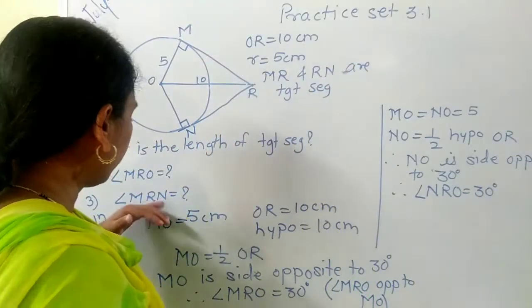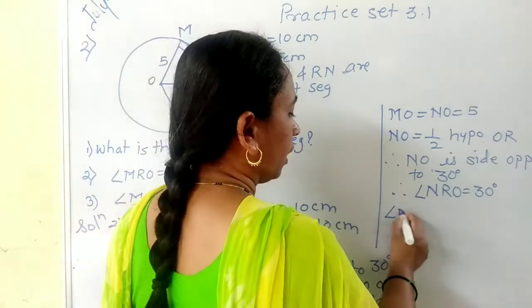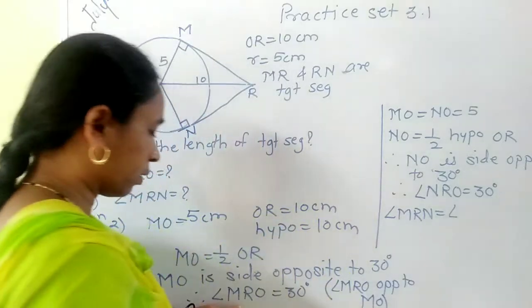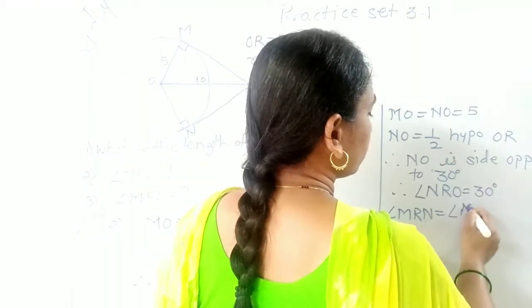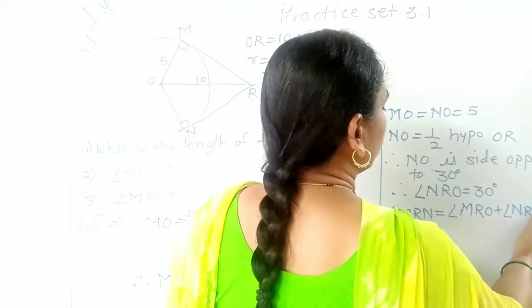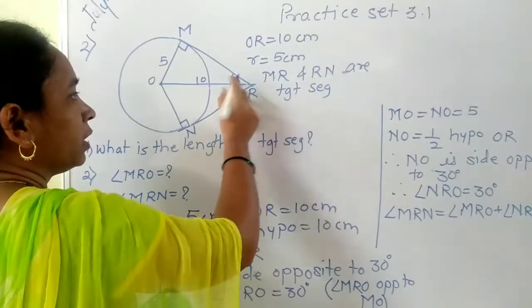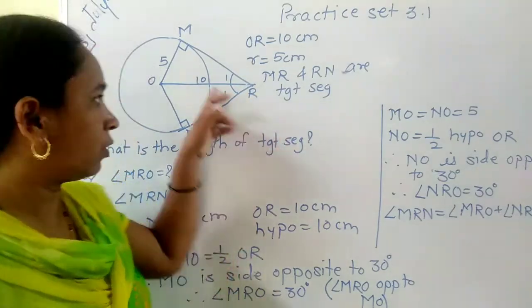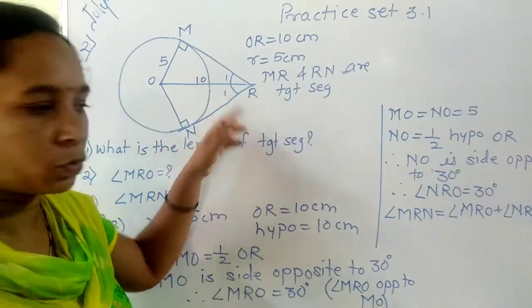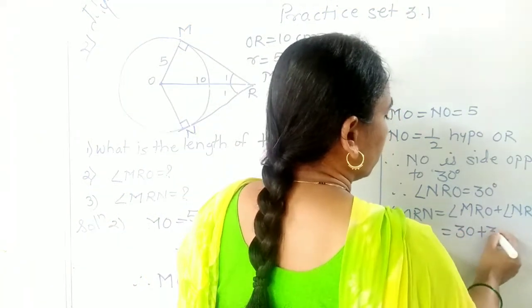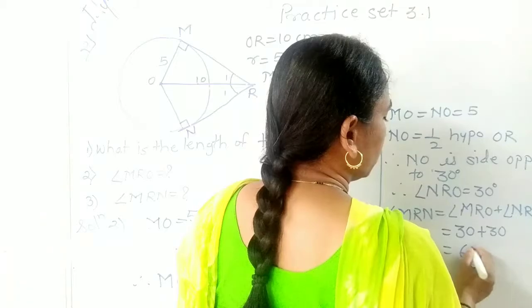To get the answer of angle MRN, it is nothing but the sum of these two angles, angle MRO plus angle NRO. This complete angle will be the sum of this one and this one. Both the angles we have found, this is 30 degree and this one is 30 degree. So the sum of these two angles would be 30 degree plus 30 degree, that is total 60 degree.